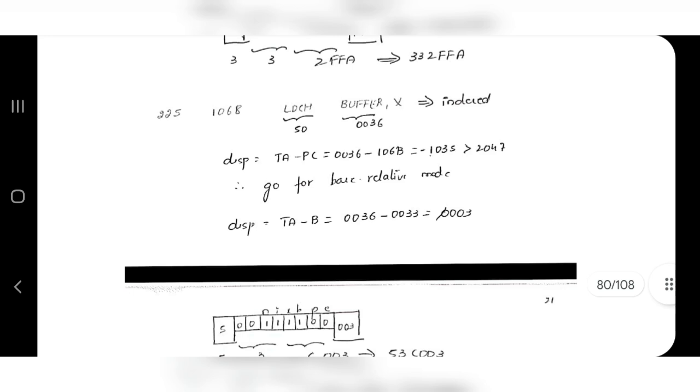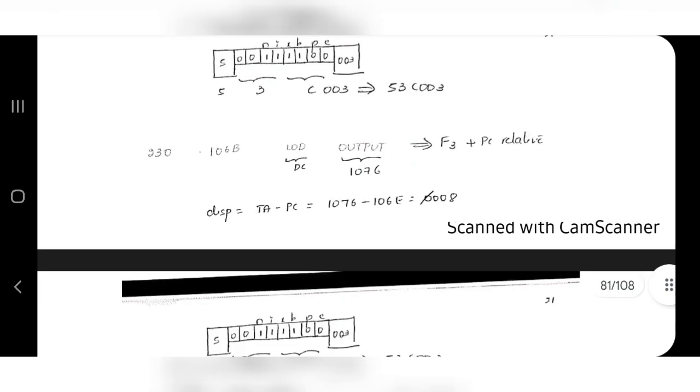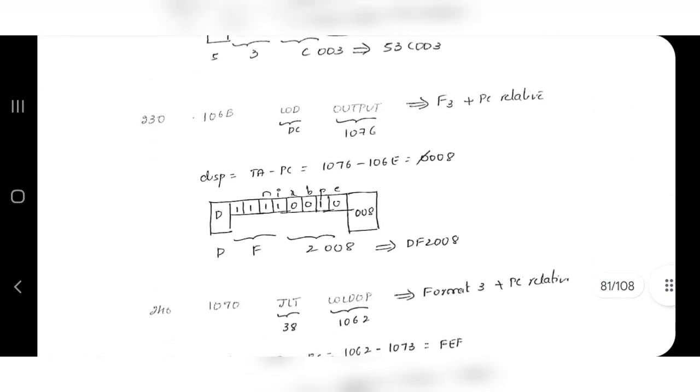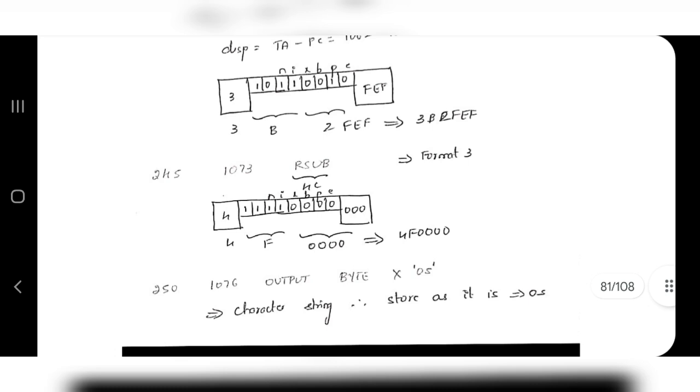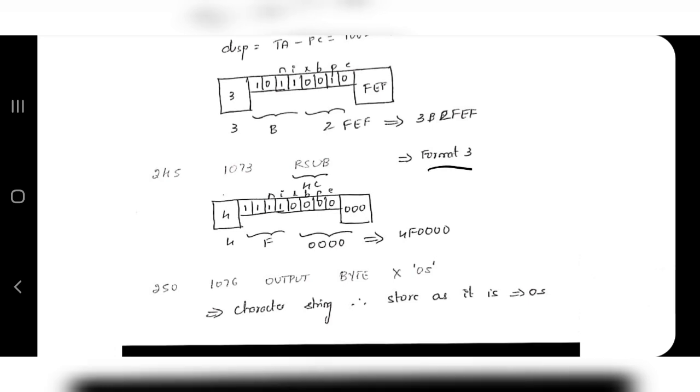Here it is indexed, so if it is indexed, we'll be checking ta minus pc, and if it's greater than the range, again base relative, the same thing which we had discussed earlier also. And here also it's pc relative and format 3. So r sub is just there, so we'll be writing 000. Output byte os is there, so character string, store it as it is, like os only. Okay, so that's all that is there in the SIC XE program.